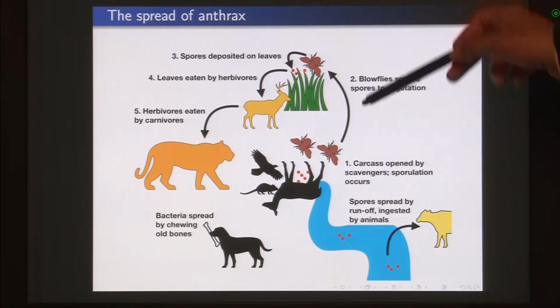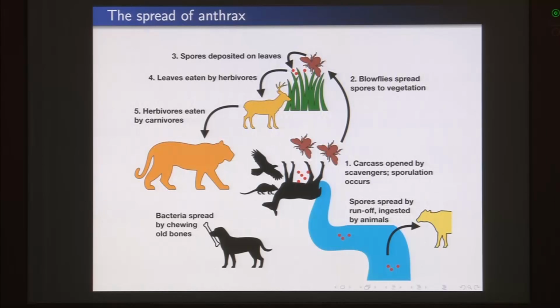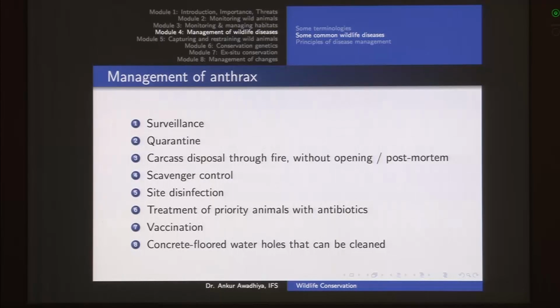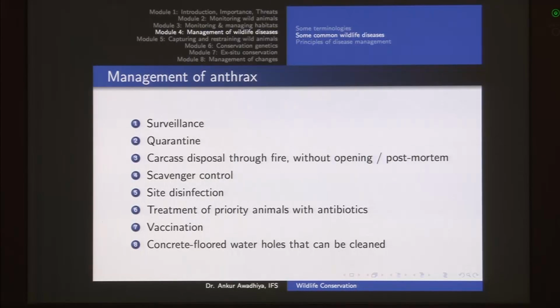Then we looked at various vectors and carriers that spread these diseases around. This disease can also move through the water system, and so it is very important that the water systems are kept clean. So the management is surveillance, quarantine, carcass disposal through fire. You burn up the whole area so that all these spores die out without opening or post-mortem. Then control of scavengers, site disinfection, treatment of priority animals with antibiotics. For instance, if there is an animal in your ex situ facility that has this disease, you will give it the antibiotics. Vaccination, and then also concrete flowed water holes that can be cleaned, because this bacterium can move through our water systems. You need to clean them periodically.